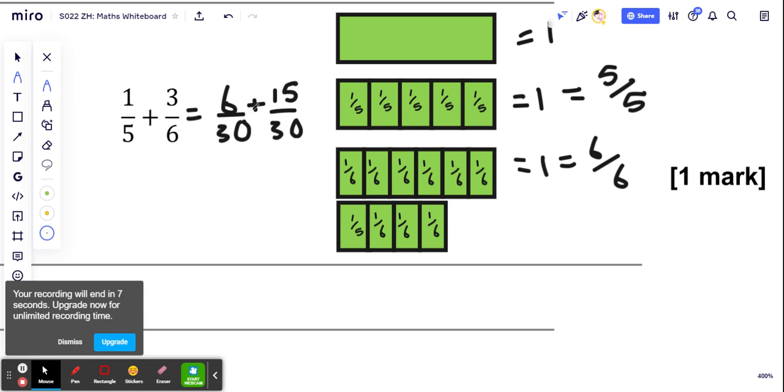And then I just add them together. So that's going to be 24 over 30. And then I would have to simplify.